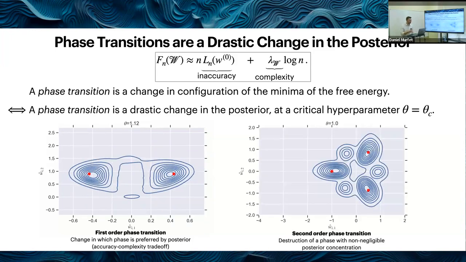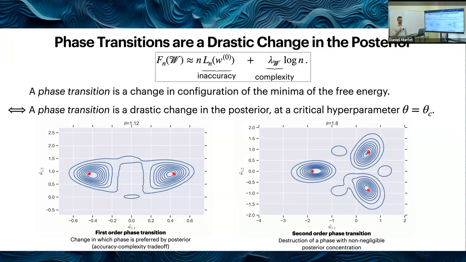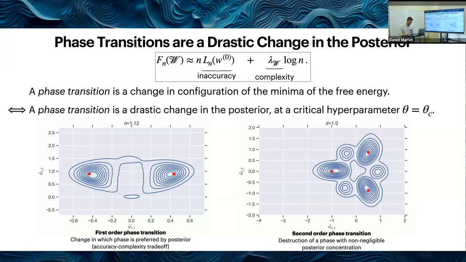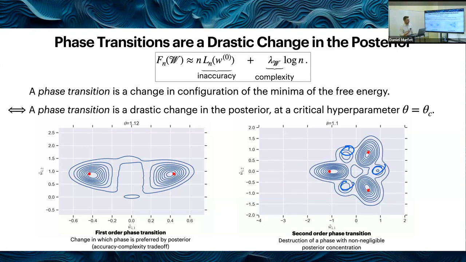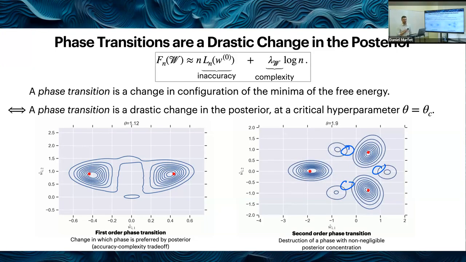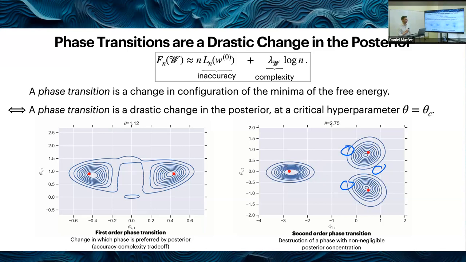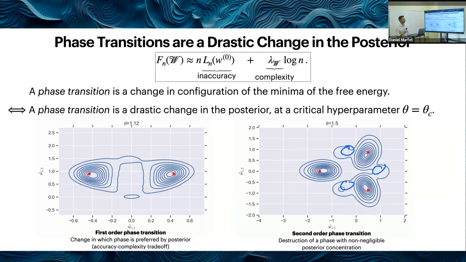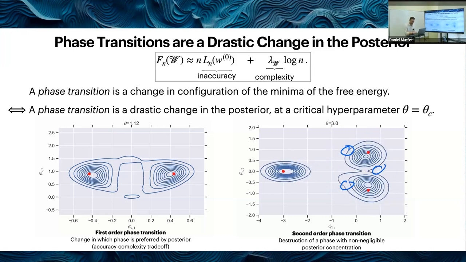And then we also have an example of a second order phase transition. I'm also going to explain this at the end, where these minima over here are somehow destroyed as we vary some hyperparameter in the true network. So a phase transition is a drastic change in the posterior from the point of view of statistical learning.